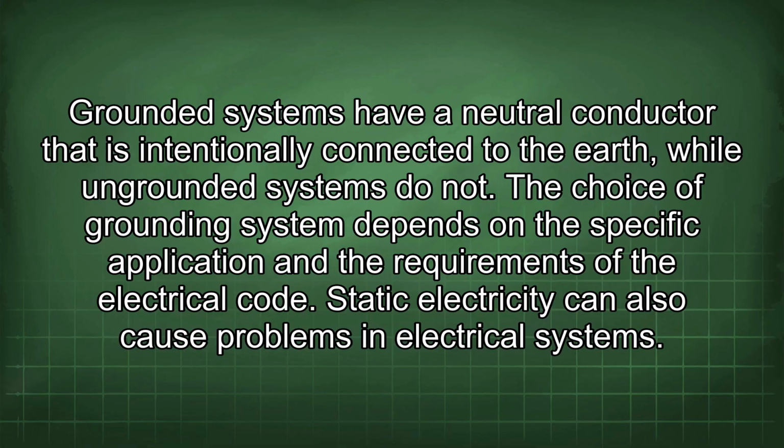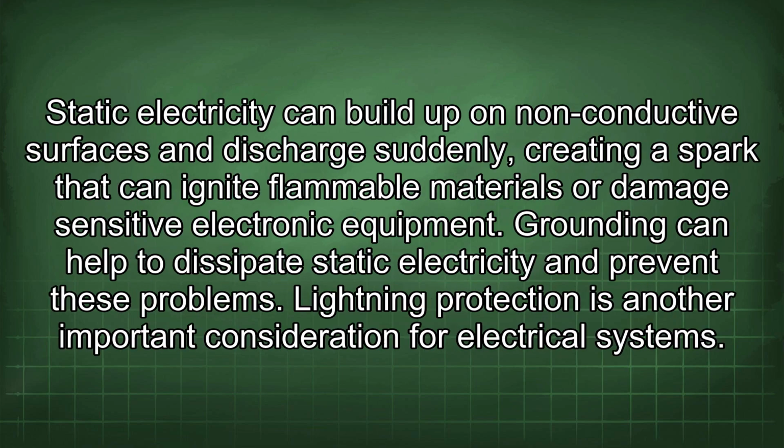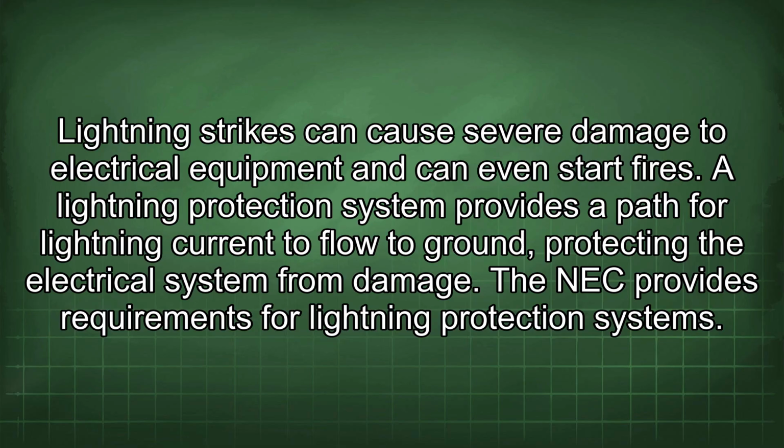Static electricity can also cause problems in electrical systems. Static electricity can build up on non-conductive surfaces and discharge suddenly, creating a spark that can ignite flammable materials or damage sensitive electronic equipment. Grounding can help to dissipate static electricity and prevent these problems. Lightning protection is another important consideration for electrical systems. Lightning strikes can cause severe damage to electrical equipment and can even start fires. A lightning protection system provides a path for lightning current to flow to ground, protecting the electrical system from damage. The NEC provides requirements for lightning protection systems.